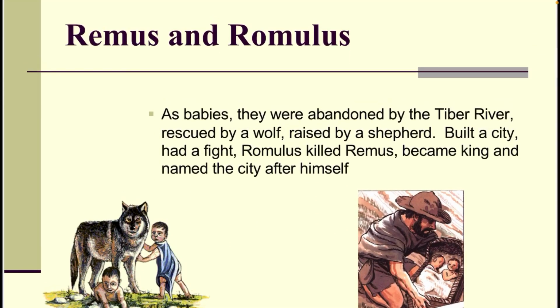Our first one is the tale of Remus and Romulus. As babies, their father said, why would I want these? Chucked them by the river. And they were rescued by a wolfess who fed them and kept them healthy. And one day, Remus said, I think I want to found a nice little quaint city here, and I'm going to name it Rheims. But then Romulus said, no, killed his brother, and decided to name the city after himself, Rome.